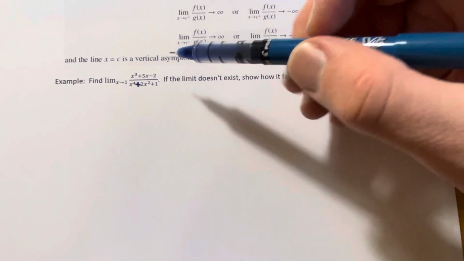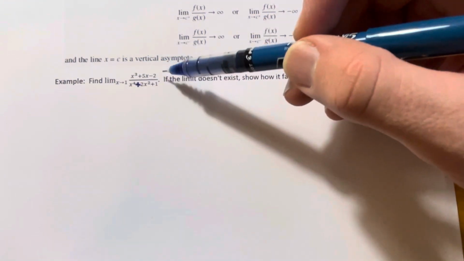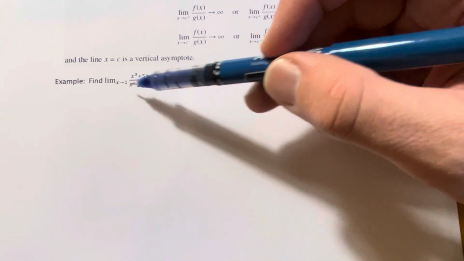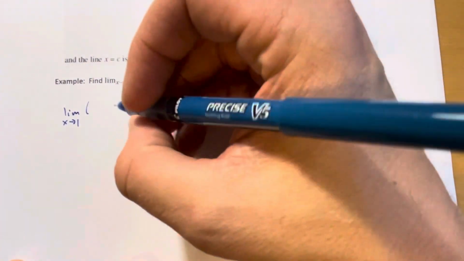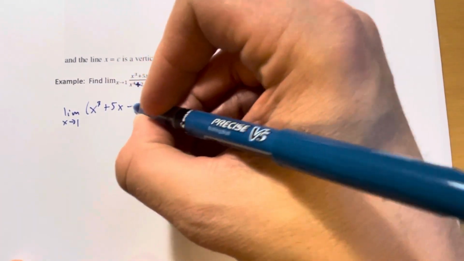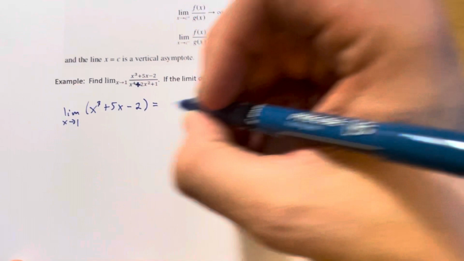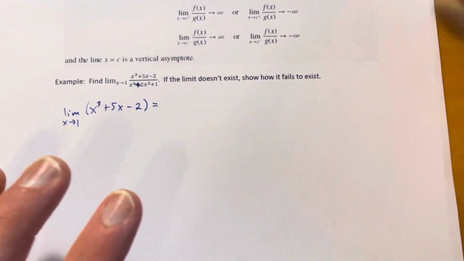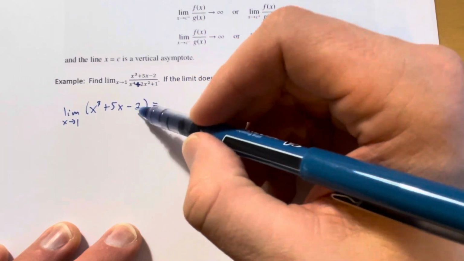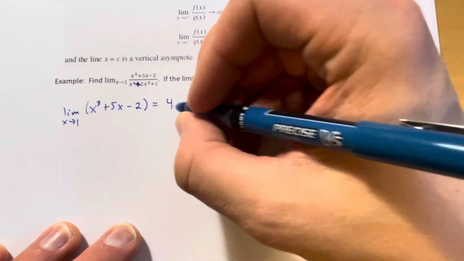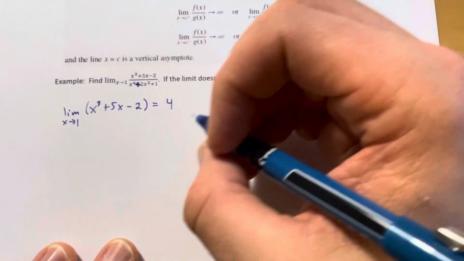Okay, so what we're going to do is evaluate the limit of the numerator and the denominator as x approaches 1 separately. So the limit as x approaches 1 of my numerator, that's x cubed plus 5x minus 2. Now this is a polynomial. Direct substitution works, so I plug a 1 in. 1 plus 5 is 6, minus 2 would be 4. That's what I would get from plugging 1 directly into this.